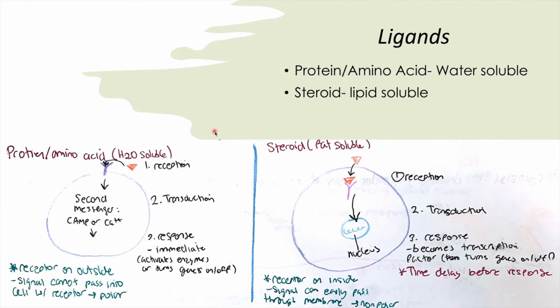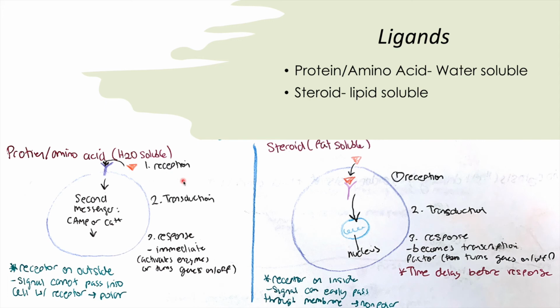The ligand could be either a protein, amino acid, or a steroid. If the ligand is a protein or an amino acid, it is water-soluble, and so it has to bind to a receptor outside the cell, because it cannot pass through the plasma membrane due to the nonpolar fatty acid tails. Once the ligand binds to a specific receptor on the surface, it marks the first stage of cell signaling, reception.